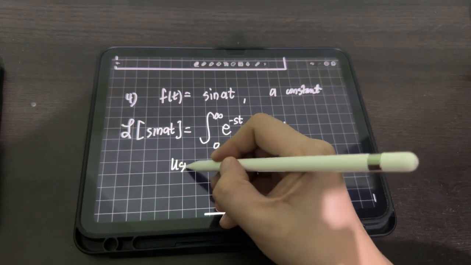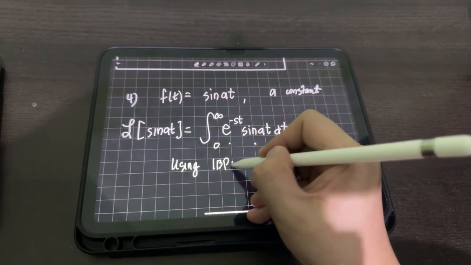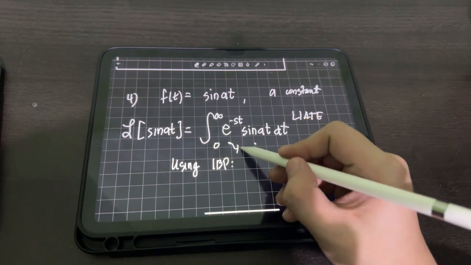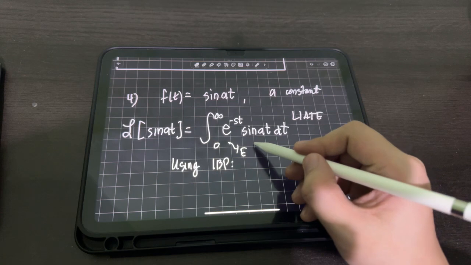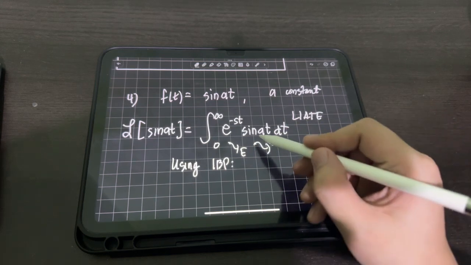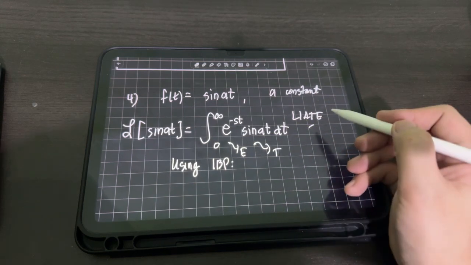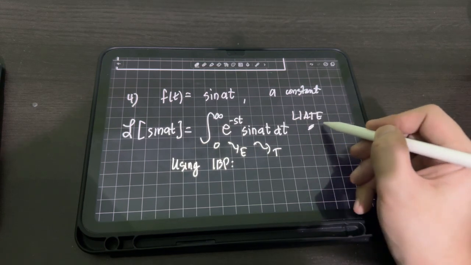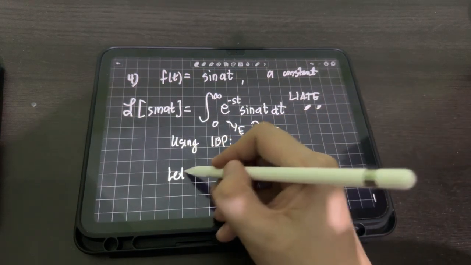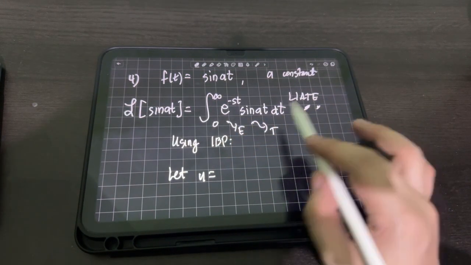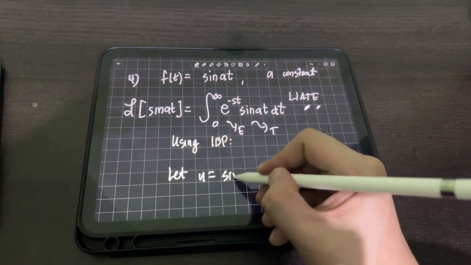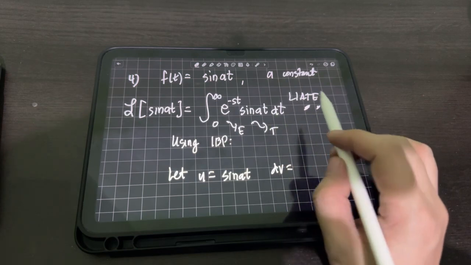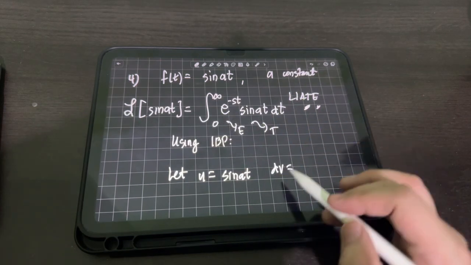So using IBP, or integration by parts. Using LIATE, what functions do we have? We have exponential, e to the negative st is an exponential function, right? Sine at is trigonometric. So since in the acronym LIATE, T comes before E, we prioritize u to be the trigonometric function sine at. Then automatically, the term that is not used, e to the negative st dt, will be our dv.